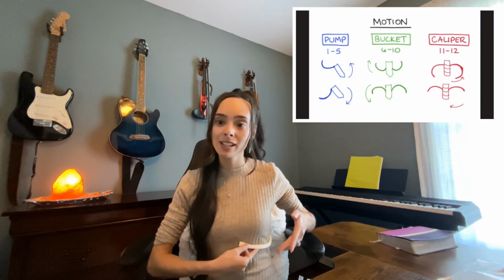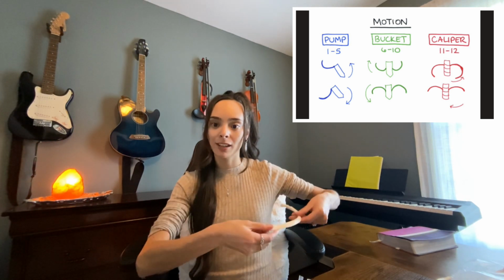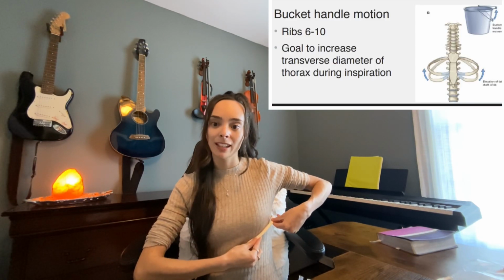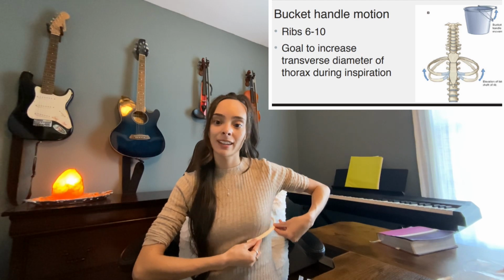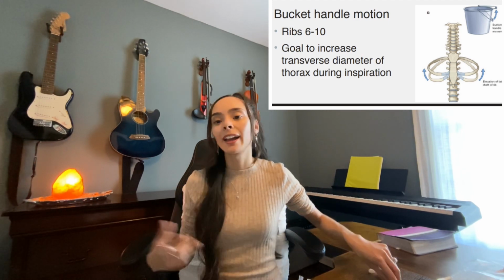And so 6, 7, 8, 9, and 10. They're all your bucket handles. So imagine like you're going to pick up a bucket. If the bucket handle is on its side, you're going to pick it up, and that's what it does when you breathe in, and then you exhale and it comes back down. I also like to think of it as like a chicken wing, so it goes up and down.